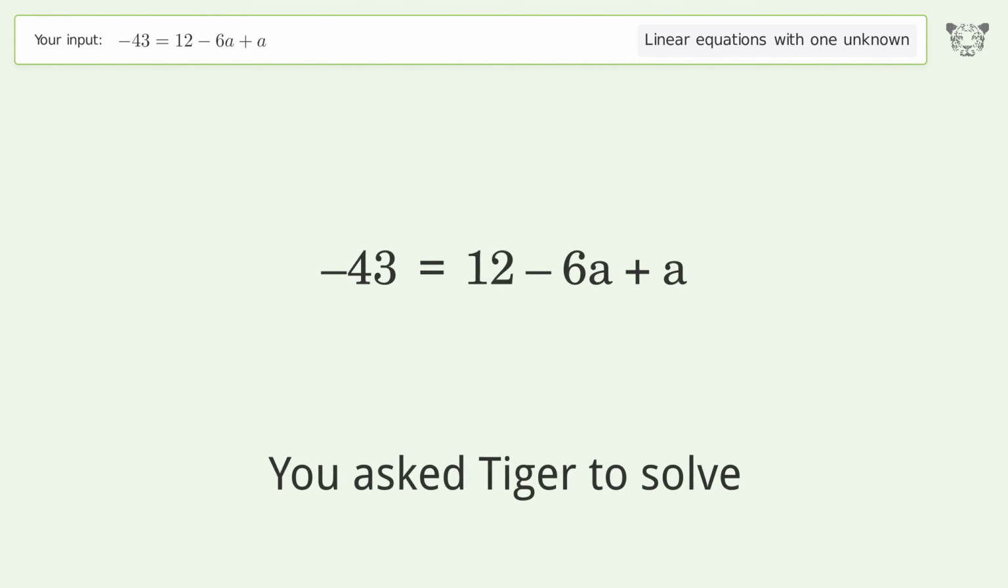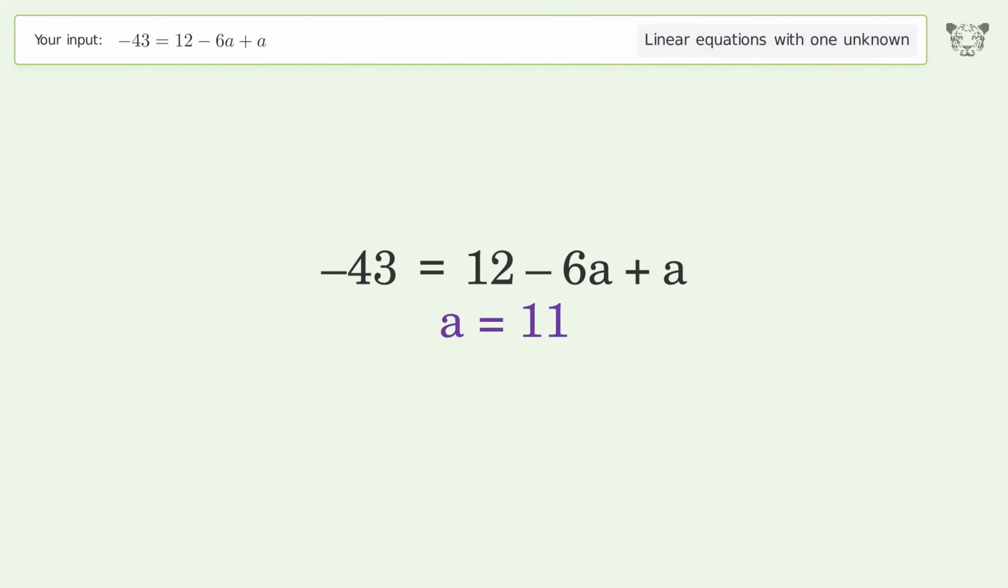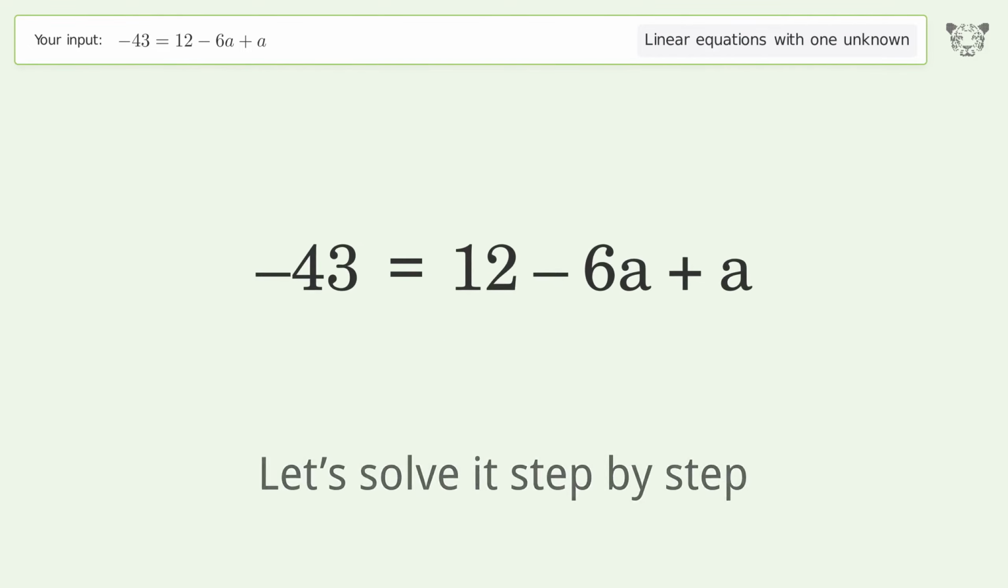You ask Tiger to solve. This deals with linear equations with one unknown. The final result is A equals 11. Let's solve it step by step.